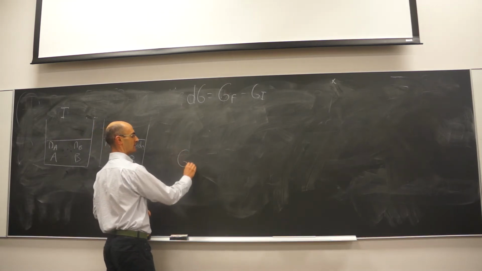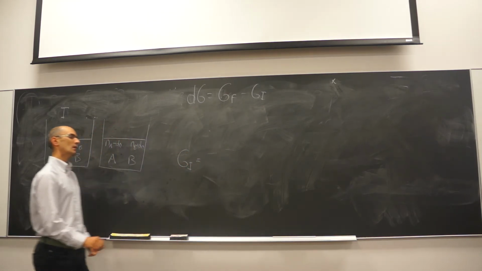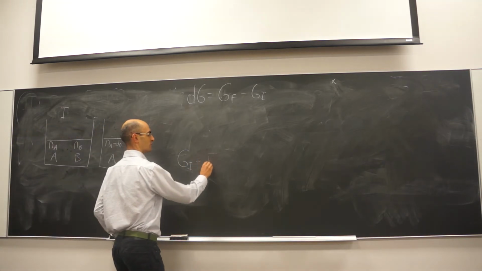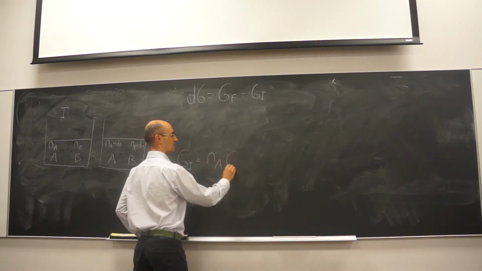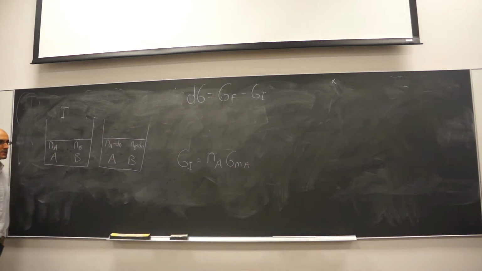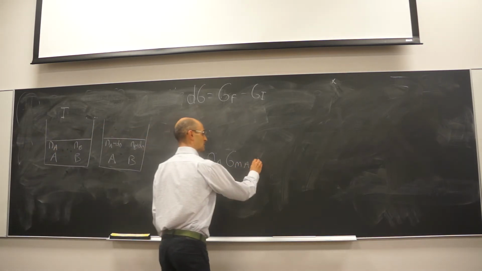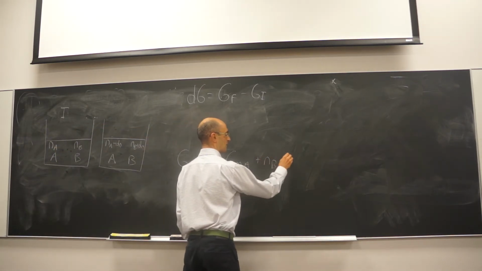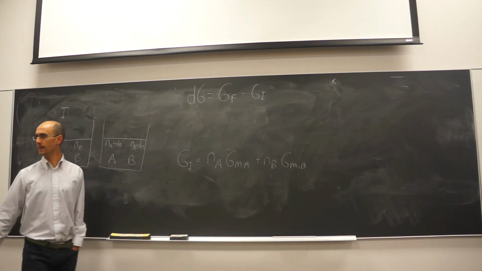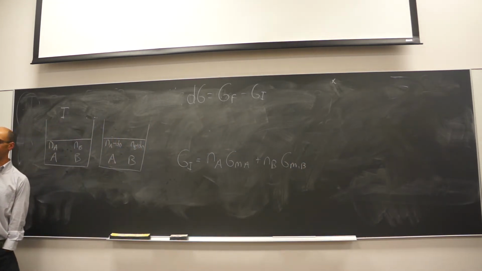The initial one is going to be fairly simple. There are two species that contribute to the Gibbs energy, A and B. The contribution of A is simply going to be the number of moles of A times the contribution per mole of A. So that will be the contribution of A to the total Gibbs energy. And the contribution of B will be exactly the same, but with the B parameters. This should not be mystifying to you.